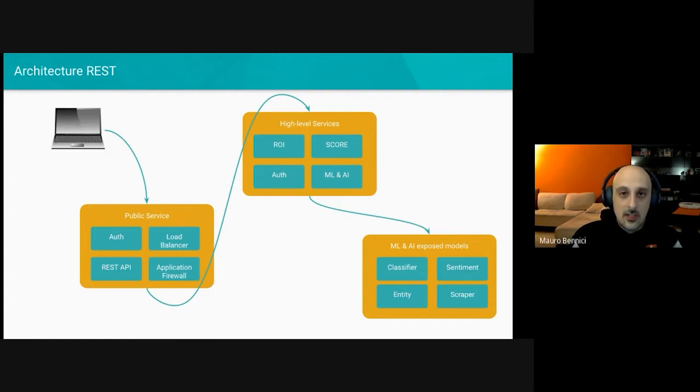Then there are high-level services. These high-level services can communicate with each other and use the low-level machine learning exposed models to collect data, gather information, and aggregate a response. So a single call that arrives from the laptop is completely different from what arrives at the end of the flow. It is not one-to-one: the high-level service can aggregate a lot of other services.